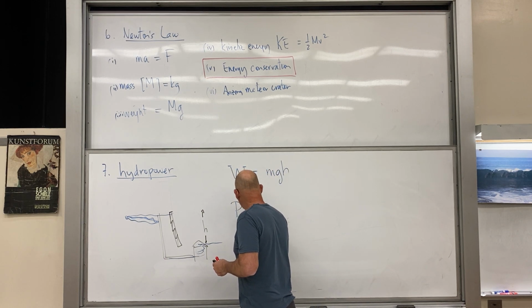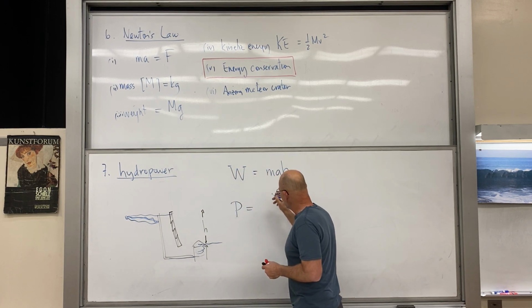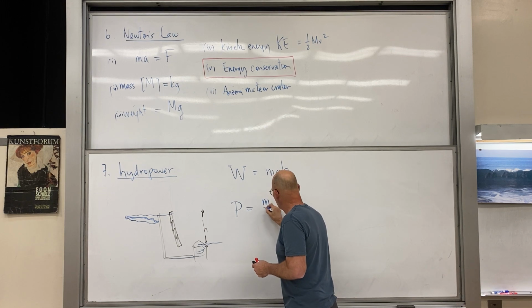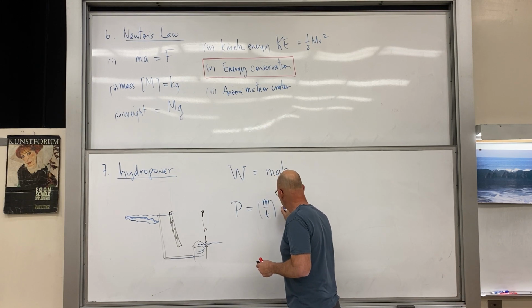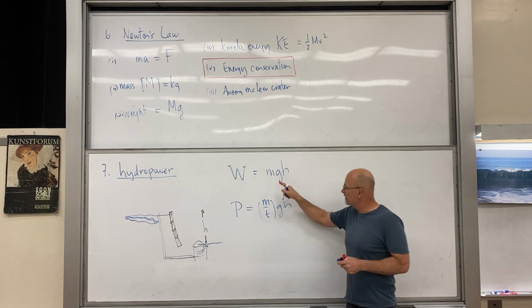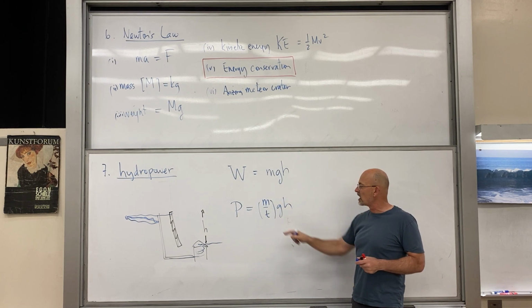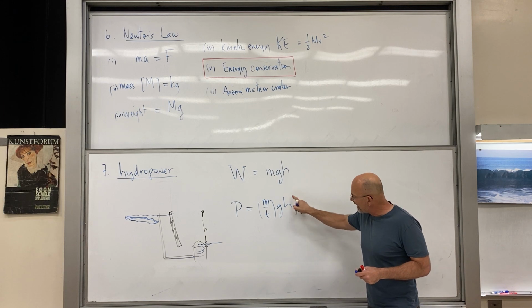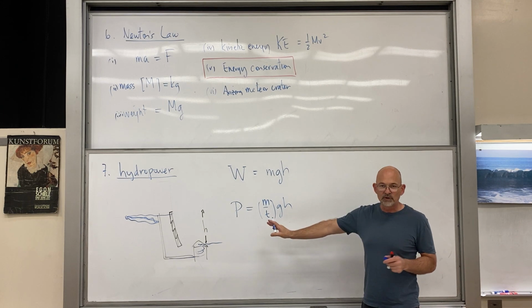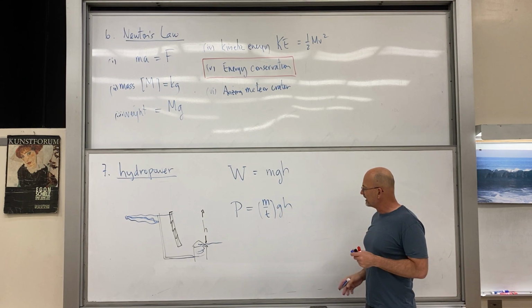We have the power equals (M over T) times GH. We set those parentheses like this, and that tells us that's the flow rate of the water. So you want to be able to evaluate this formula. I'll set up an example and be pretty explicit about the solution right now.